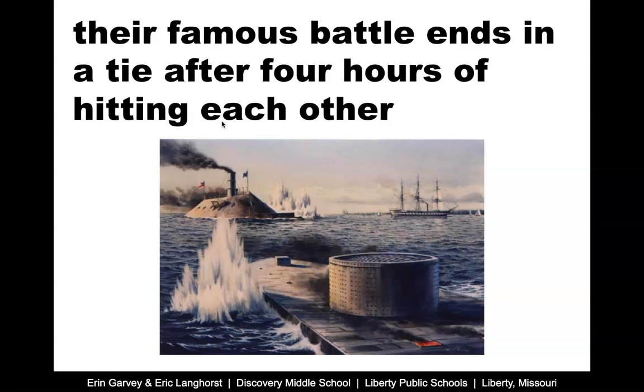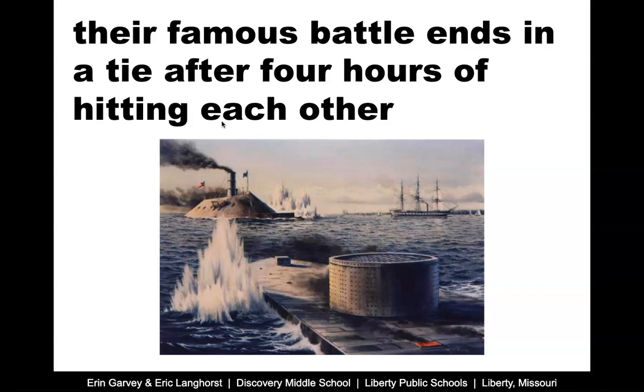So they have a famous battle in, I believe, 1862. It's called the Battle of Hampton Roads. These two ships went at each other for about 4 hours, lobbing shells and cannons at each other, and the cannonballs are bouncing off of each other. After about 4 hours, they both basically decide it's a draw, and they retreat back. So this was the first ever battle between two ironclads.